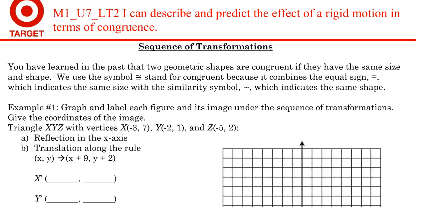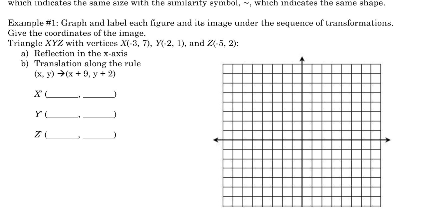So looking today at sequences of transformations, we're going to be looking at what's the outcome when we do multiple transformations to a single pre-image. For our first example, we have triangle XYZ with vertices X at -3, 7, Y at -2, 1, and Z at -5, 2. We are going to first reflect in the x-axis, and then translate with the rule x plus 9 and y plus 2.